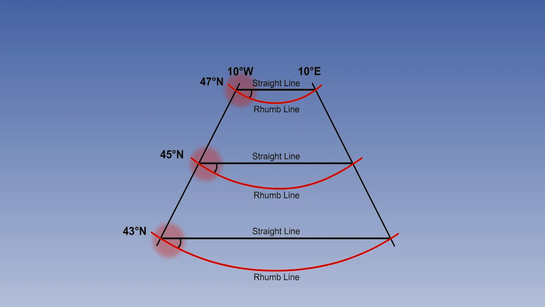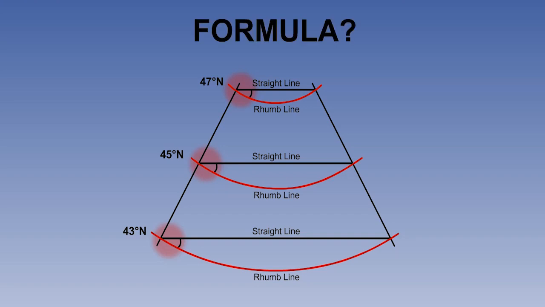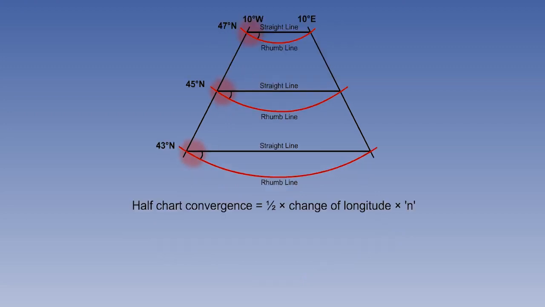What is the angle between the rhumb line and the straight line called? It's called half-chart convergence. What is the formula for calculating it? The angle between the rhumb line and the straight line equals half the change of longitude times the sine of the parallel of origin.